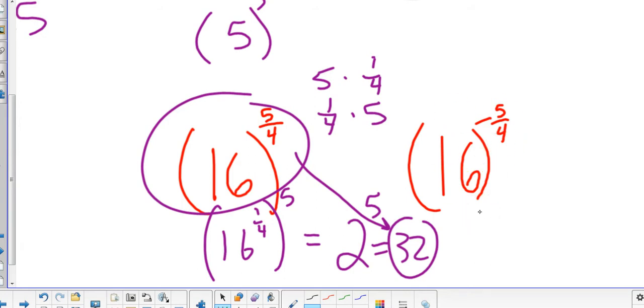Okay, see if you can do this one. So what would 16 to the negative 5/4 be? Well, negative exponent means what? That's right, reciprocal. So if 16 to the 5/4 was 32, 16 to the negative 5/4 should be 1 over 32.